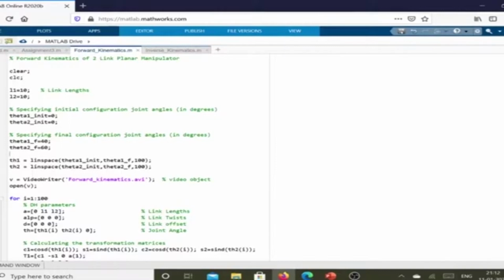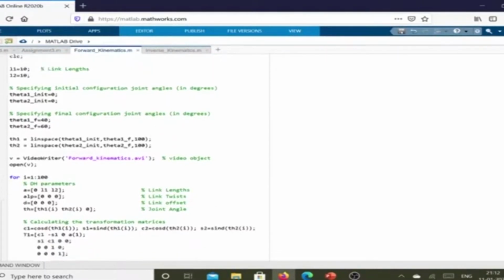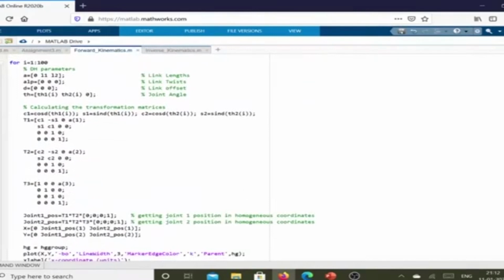So I am going to divide this into 100 divisions. This linspace basically means that we are dividing theta 1 initial, 0, to theta 1 final, which is 40, into 100 units. Similarly, for theta 2, linspace is dividing theta 2 initial to theta 2 final into 100 units. 100 divisions rather. Then what we do is we make our DH parameter table.